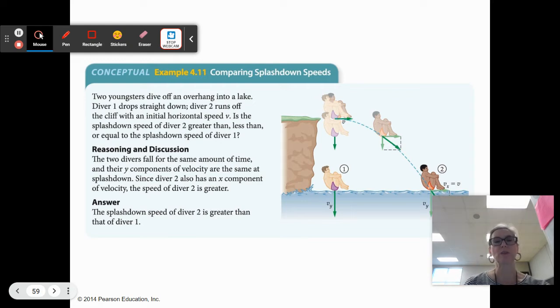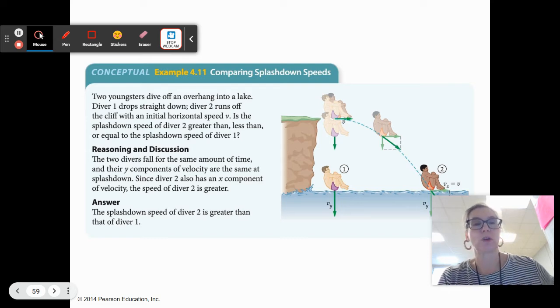Another example, same thing. You have people diving off of an overhang. Diver 1 drops straight down. Diver 2 takes a running leap. So it has an initial horizontal velocity, and the splashdown speed of diver 2, is it greater than, less than, or equal to that of diver 1?